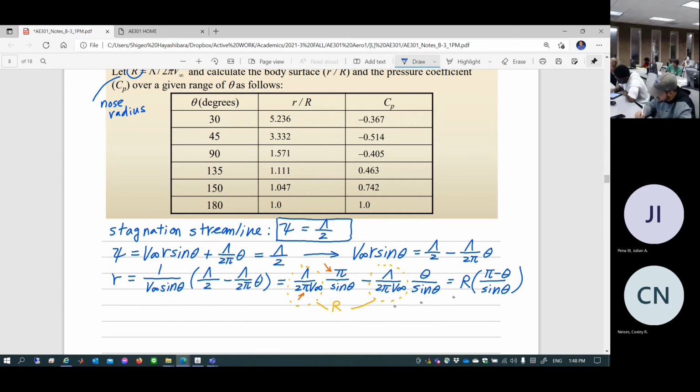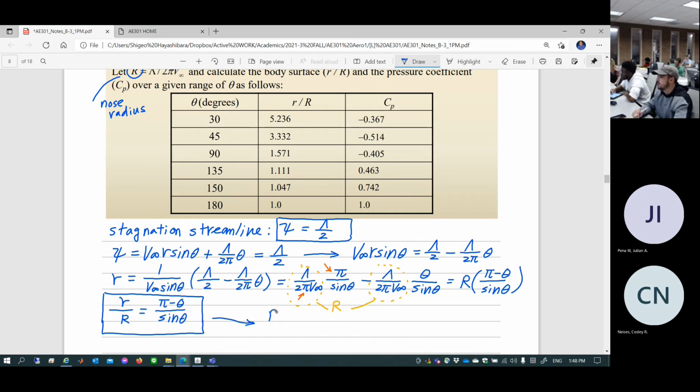If you do little r over R, this is going to be pi minus theta over sine theta. Do you follow? This is what I wanted to have. Now, one thing I have to do is flip it. If you flip r over R, this is of course sine theta over pi minus theta. So it's the same meaning, just in a different form.